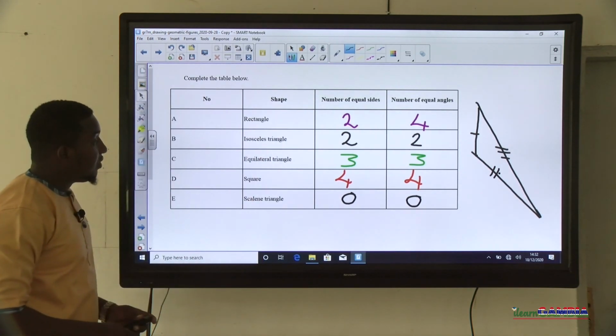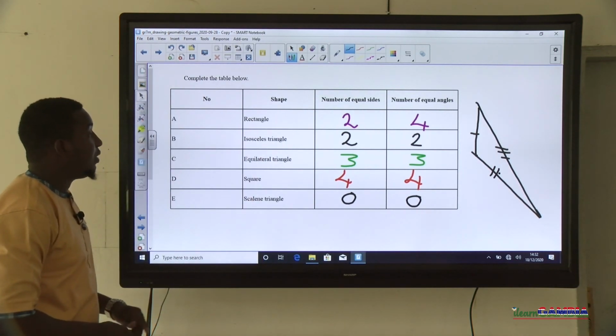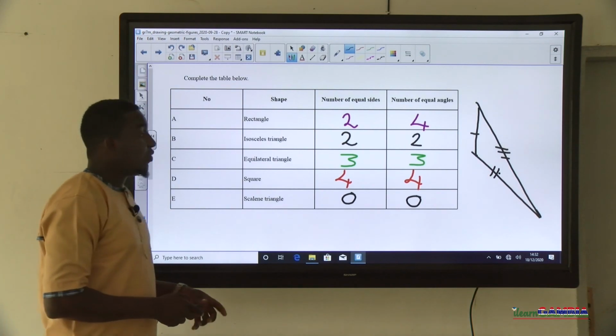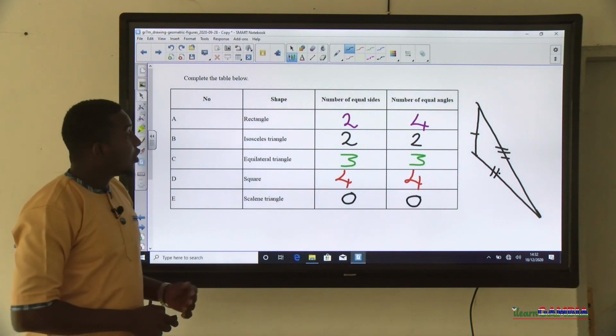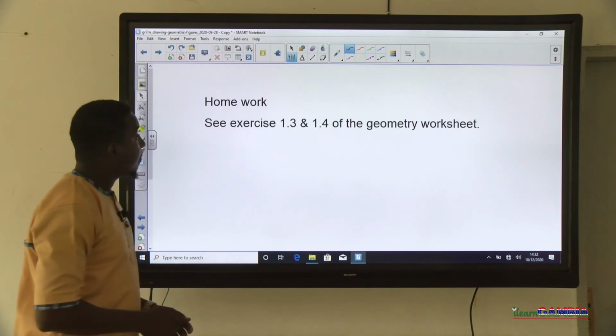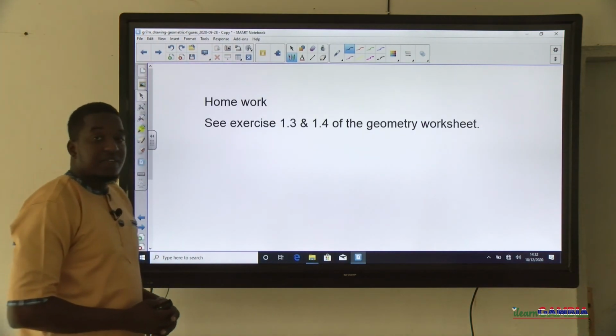So I hope if you are given this kind of exercise, you'll be able to analyze them individually to determine the number of equal sides that they have and also the number of equal angles that they have. That is all we have in this lesson.